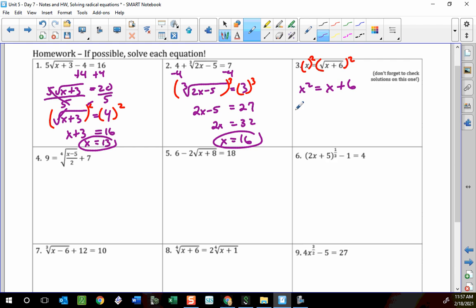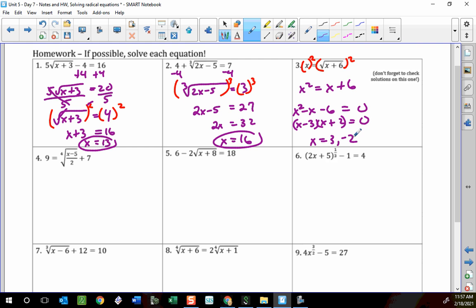So if I bring everything over, I'll have x squared minus x minus 6, because when everything comes over, it changes a sign. So when I factor this, 3 and 2 make 6, but also make 1. So do a minus 3 and a plus 2. So my solutions are 3 and negative 2 from this process here.